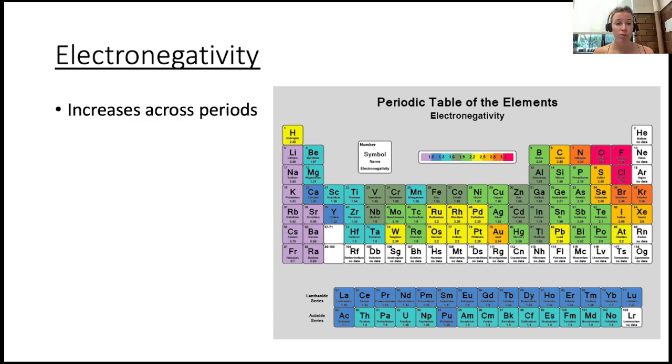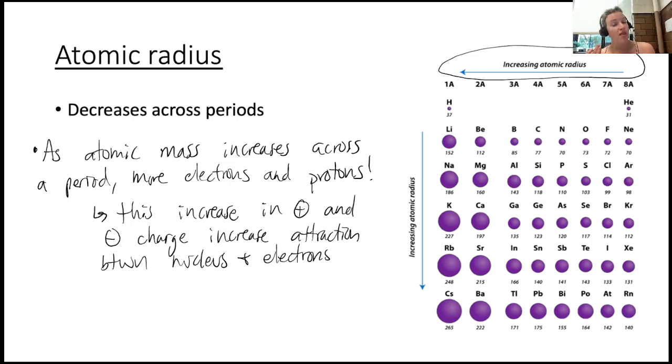What about as we move across a period? Electronegativity increases as we move from left to right across a period. Why does this make sense? Let's again relate this to atomic radius. We just learned that atomic radius decreases across a period because we get more and more charge. So that charge kind of pulls the electrons into the nucleus.